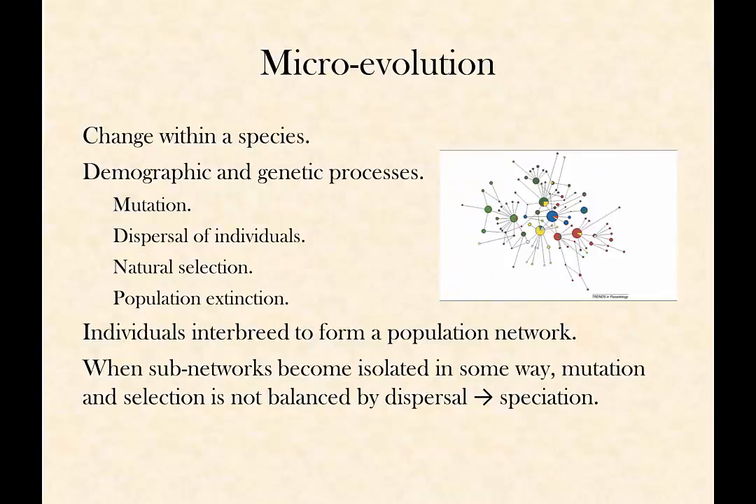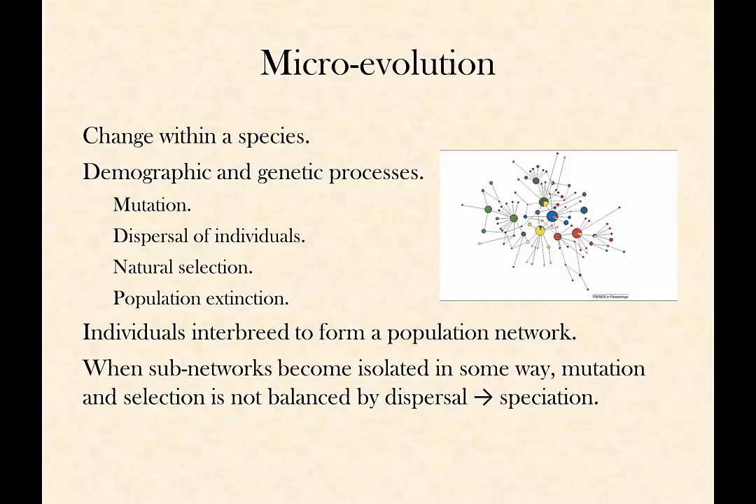Two types of evolution. There is what we call microevolution, which is evolution within a species. It's all to do with demographic processes, who mates with who, and genetic processes, who survives. If we're studying microevolution, we're interested in mutation rates, the dispersal of individuals, natural selection on individuals, which members of the population survive, which ones die, which ones pass on their genes to future generations. We're also interested in local population extinctions and things like that.